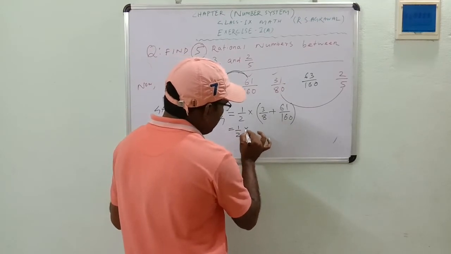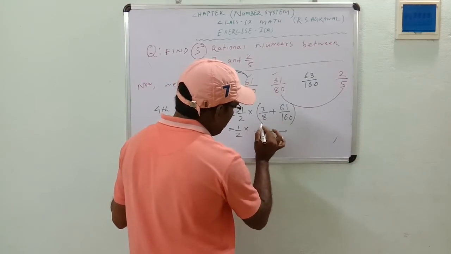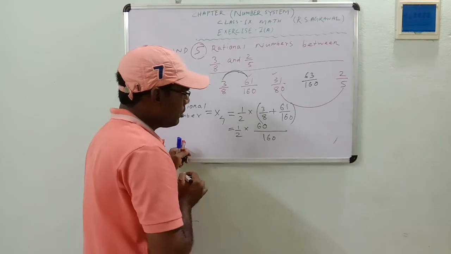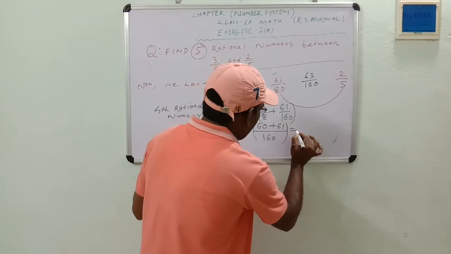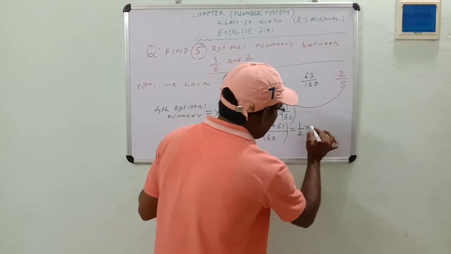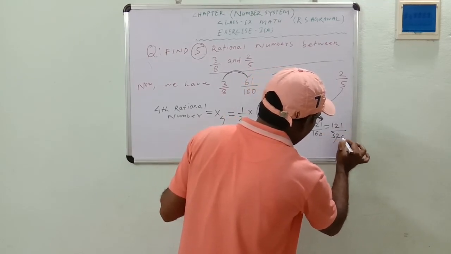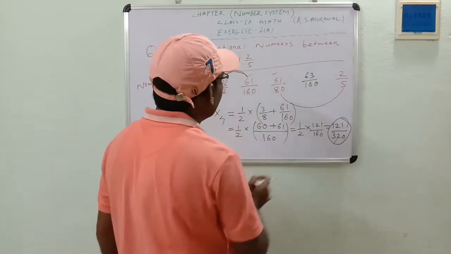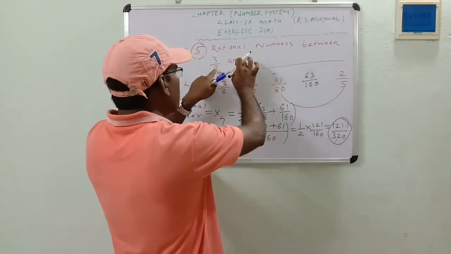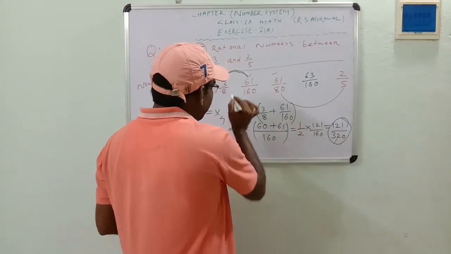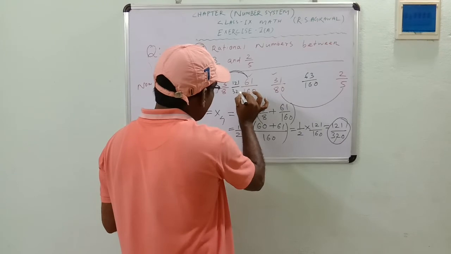Now 1 by 2 into, LCM will be 160. It will be 60 plus 61. Now you find 1 by 2 into 121 by 160. So finally you got 121 by 320. It is the fourth rational number, but actually it is the middlemost rational number of these two, but it is the fourth rational number of your given rational numbers. So put it in this place, 121 by 320.